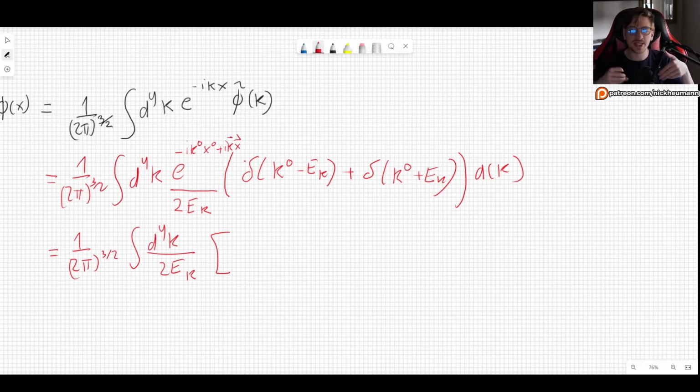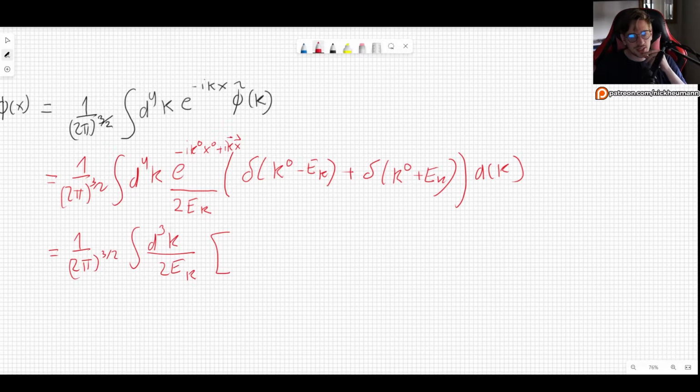Why? Because that way we can apply the condition of the Dirac delta. That means k0 has to be equal to E_k. In that case, first of all, notice that we will no longer have a d4. We are no longer going to be integrating over 4 dimensions, because now the time dimension is limited to a single value. The k0 has to be E_k. So no longer will this be d4, it's simply d3 now.